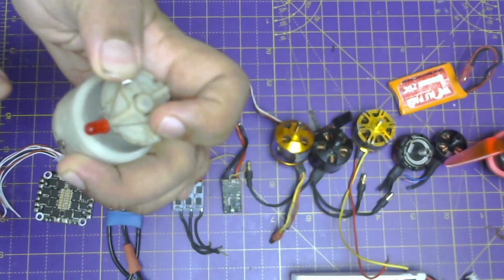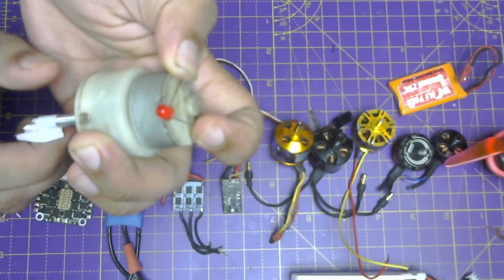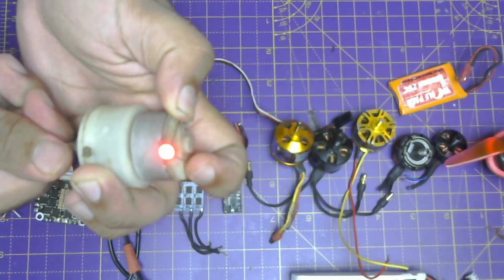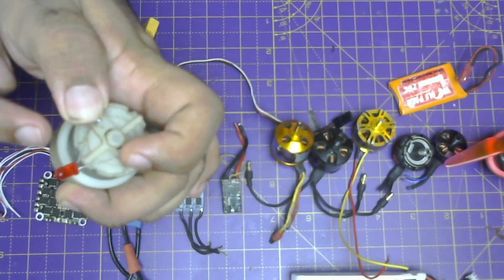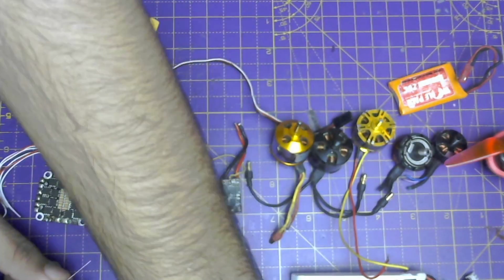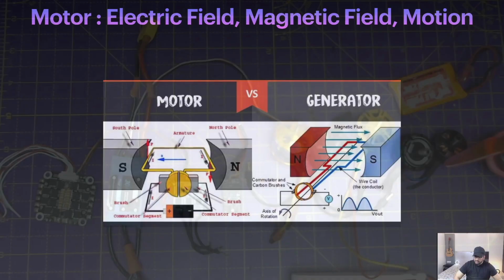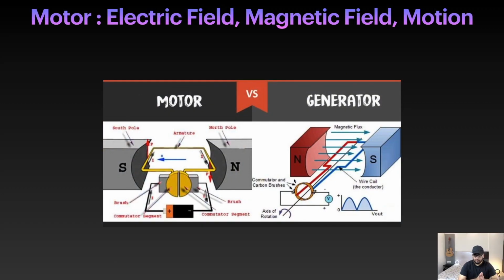What's happening here is, as I mentioned, we have magnets here. So we have a magnetic field and we are providing motion. Magnetic field and motion give you an electric field. That is exactly what is happening here. This is a small experiment you can do, and it proves that a motor can also act as a generator. That is the entire relationship between these three entities, so to speak.